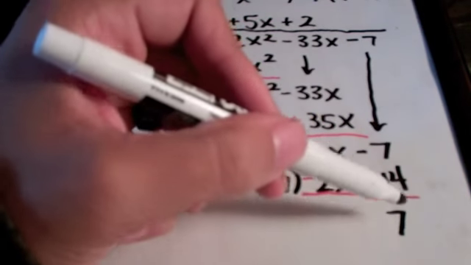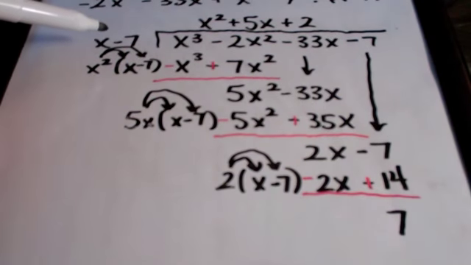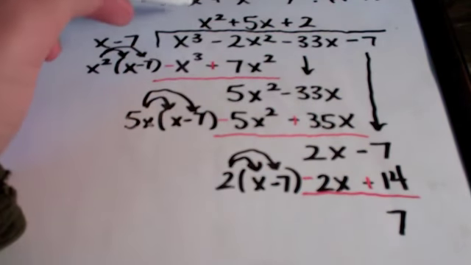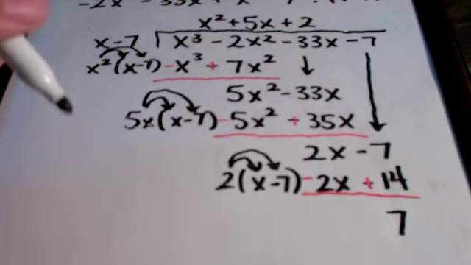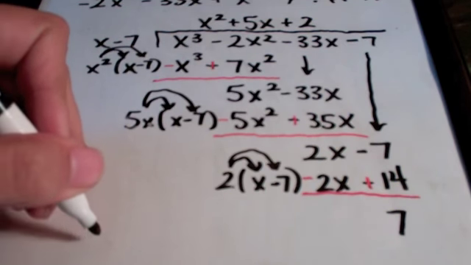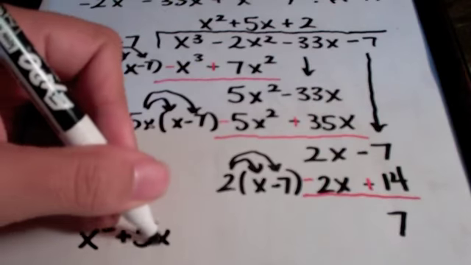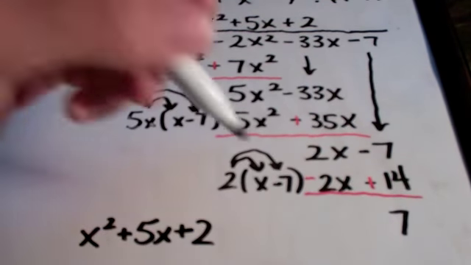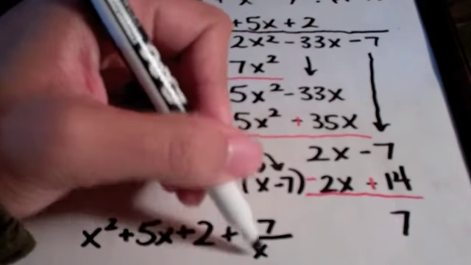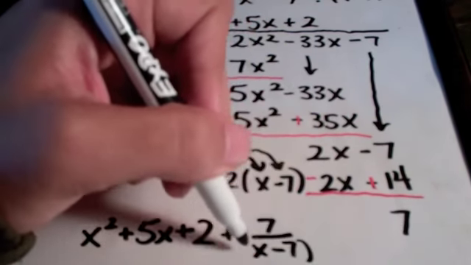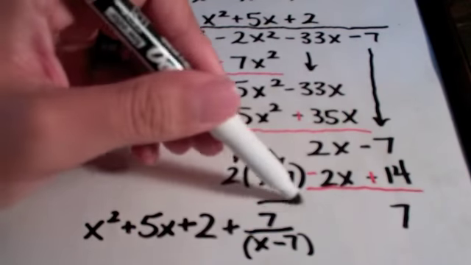And there's no longer an x term in our remainder here, so all we're going to do is add the remainder to the quotient and put it over the divisor. So your final answer will look like this. It'll be the whole quotient, so x squared plus 5x plus 2 plus the 7 over x minus 7 that we had left. And that's exactly how you'd write it.